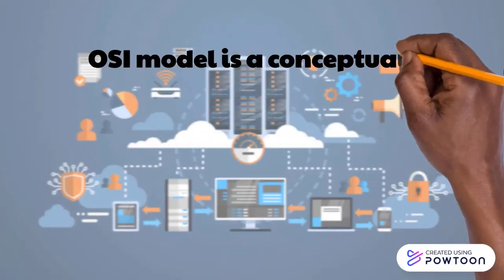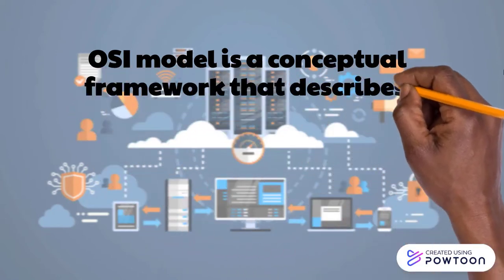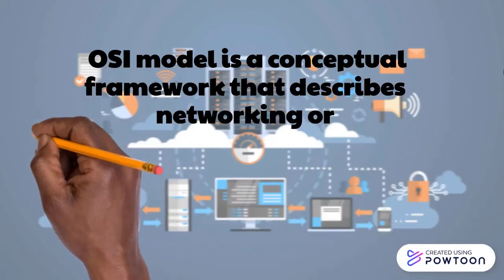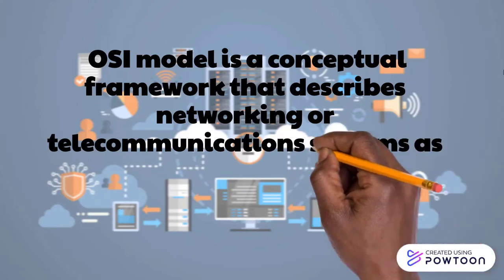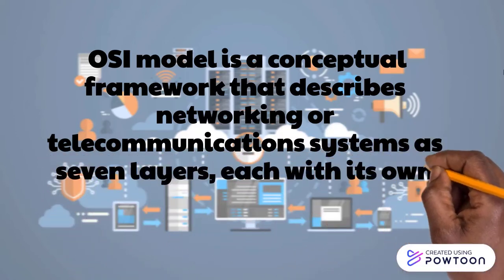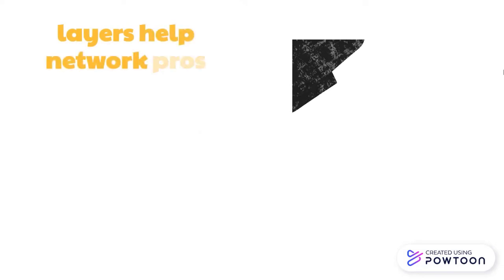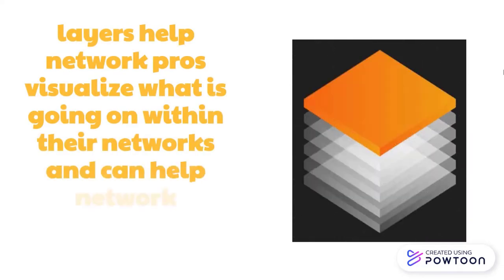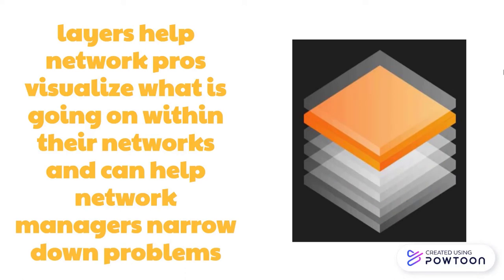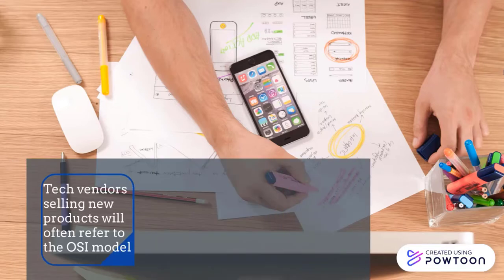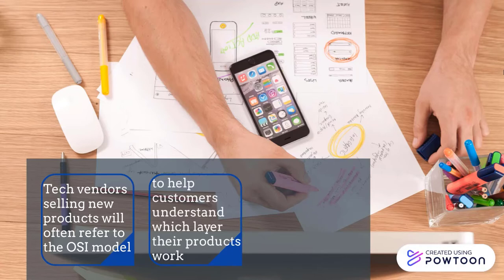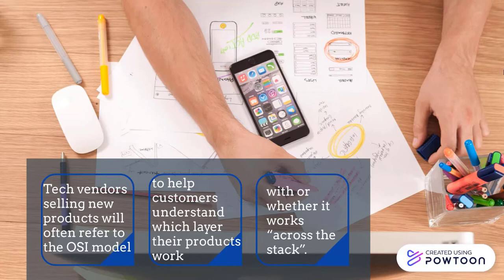The Open Systems Interconnection model is a conceptual framework that describes networking or telecommunication systems as 7 layers, each with its own function. The layers help network pros visualize what is going on within their networks and can help network managers narrow down problems. Tech vendors selling new products will often refer to the OSI model to help customers understand which layer their products work with or whether it works across the stack.